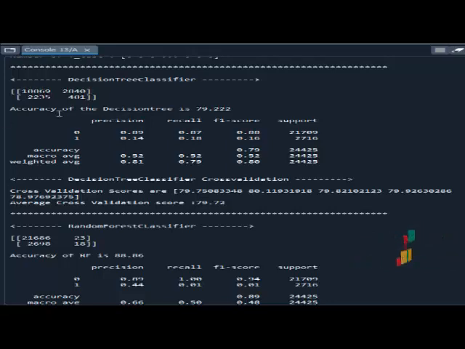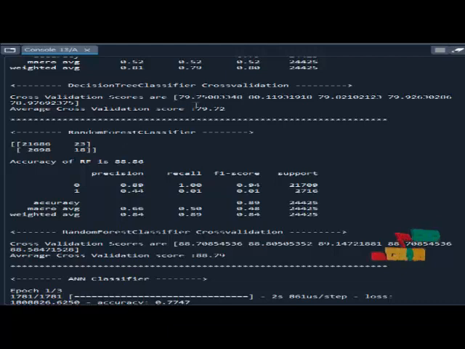This is the confusion matrix, and the accuracy of the decision tree classifier is 79.22. This is the classification report. And then decision tree cross validation. These are the cross validation scores, and the average cross validation score is 79.72.